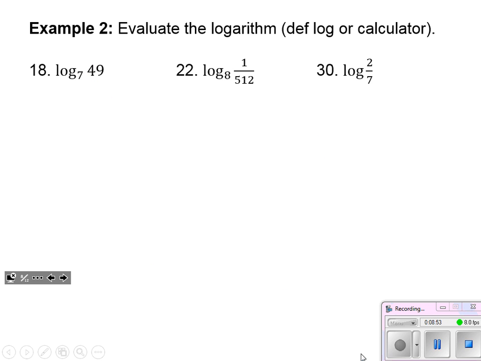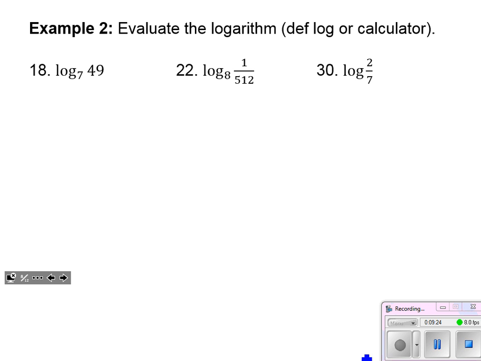Okay, example 2, evaluate the logarithm either by using the definition of a logarithm or a calculator. If you understand how logarithms work, then this is a very easy process. However, if we don't necessarily understand, then a calculator can be a little bit of a help to us. We won't really find out how to enter most logs until we get to 6.5. So they really want us to understand how to make these work without the need of a calculator, if at all possible.